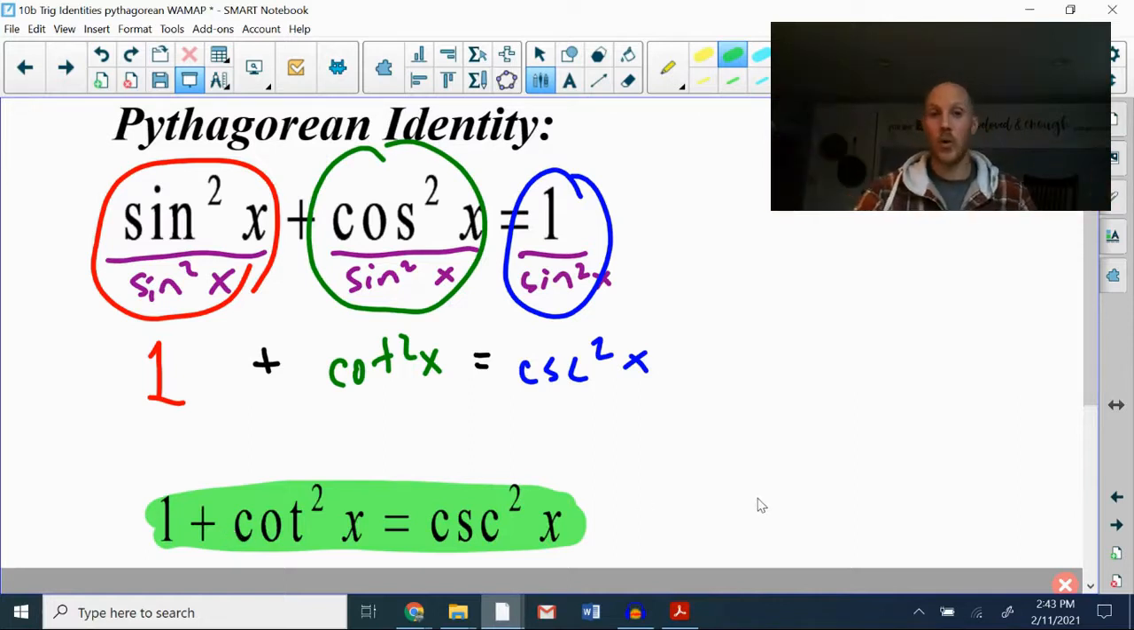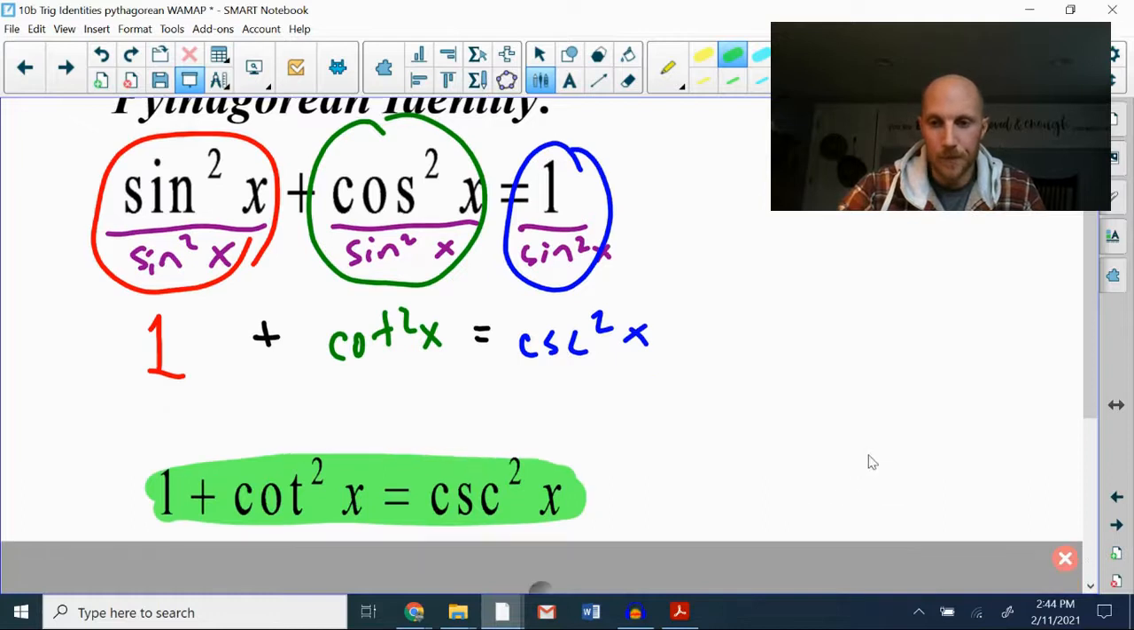And it looks totally different than sine squared of theta plus cosine squared of theta equals 1. Obviously, it has different trig functions in it, but that is another version of the Pythagorean identity, and one that shows up frequently in problems where we'll need to know a substitution. If you come across a math expression that says 1 plus cotangent squared of theta, you'll know now you can make a substitution. That's the same thing as cosecant squared of x.